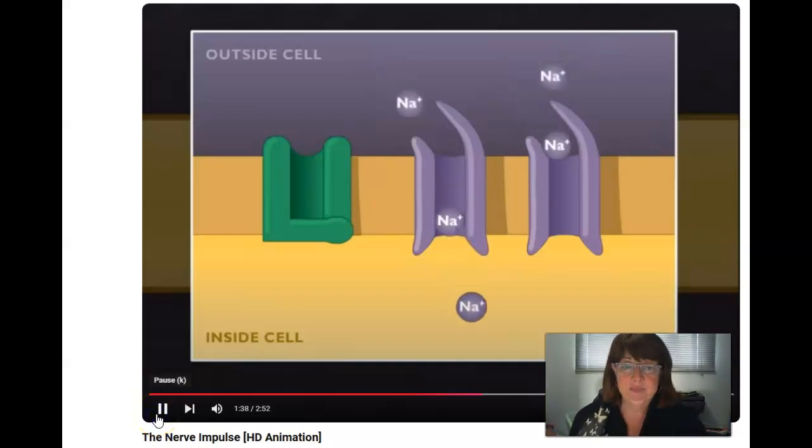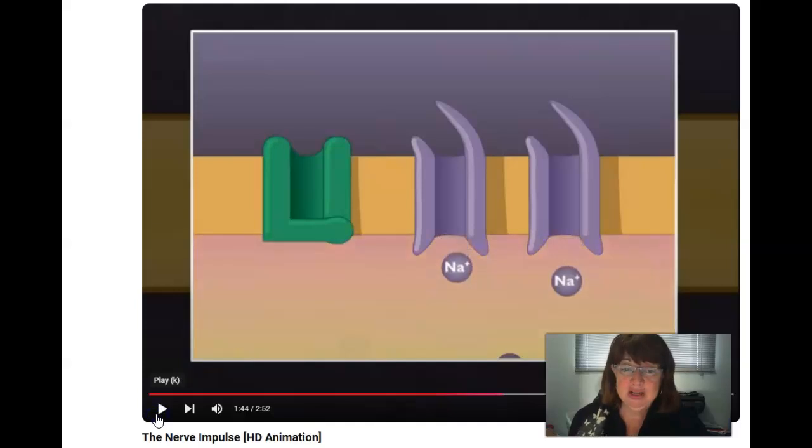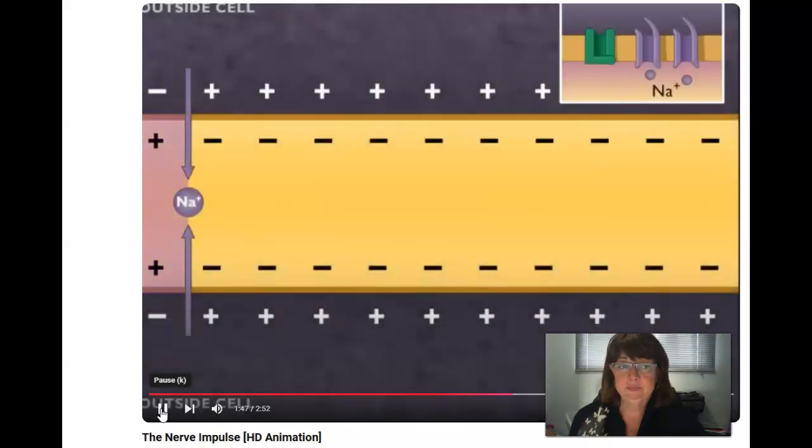With the local region inside the cell having a net positive charge and the outside of the cell having a net negative charge. Okay, so once the sodiums move in, you end up with the inside being positive, which is depolarization. This affects neighboring voltage-gated sodium channels, which then open, moving the depolarization along the membrane. This moving depolarization is called an action potential. So the action potential is the movement of the depolarization along the axon.